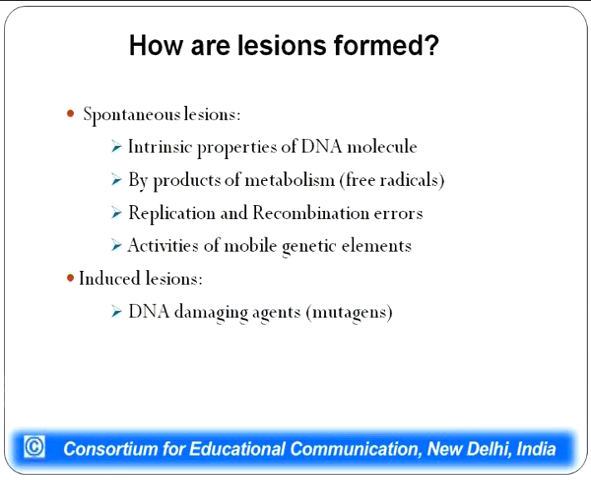Now, these lesions could be arising because of the intrinsic properties of the DNA, or because of the radicals which are formed during various metabolic reactions in the body, and these radicals harm the DNA, changing the consistency of the bases. This could also arise due to replication and recombination errors, and also because of insertion of genetic elements also known as transposons. Induced lesions occur whenever the organism is exposed to agents which are mutagenic or ionizing radiations. These mutagenic chemicals or ionizing radiations cause damage to DNA, which leads to changes in the structure of the bases and leads to mutation.